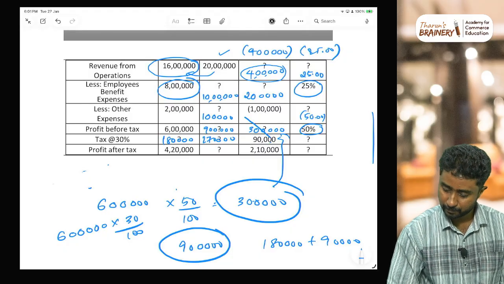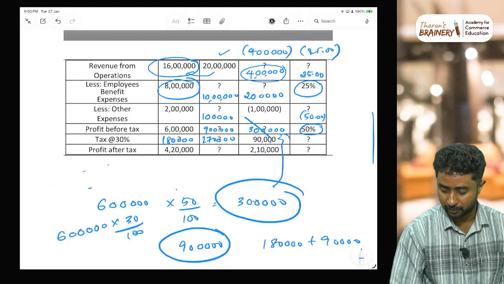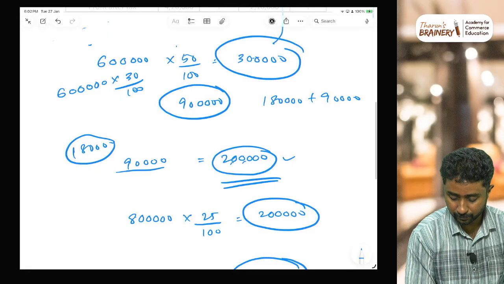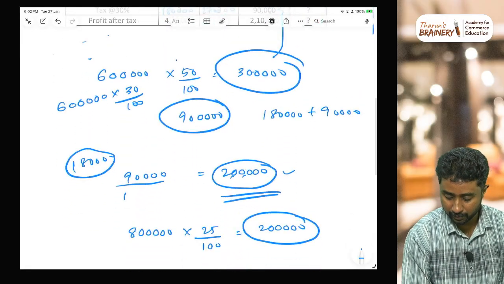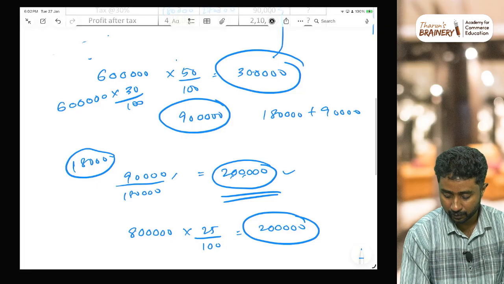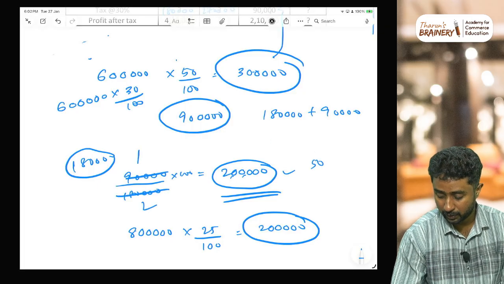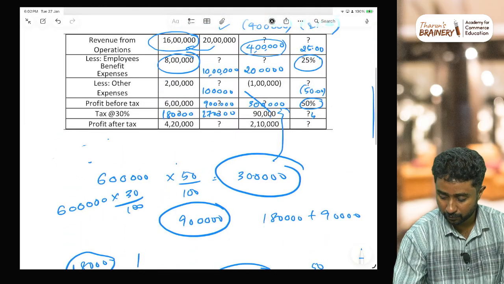Now percentage change. What is the formula? Absolute change divided by previous year's value, 1,80,000, into 100. So we will be getting 50 percentage here.